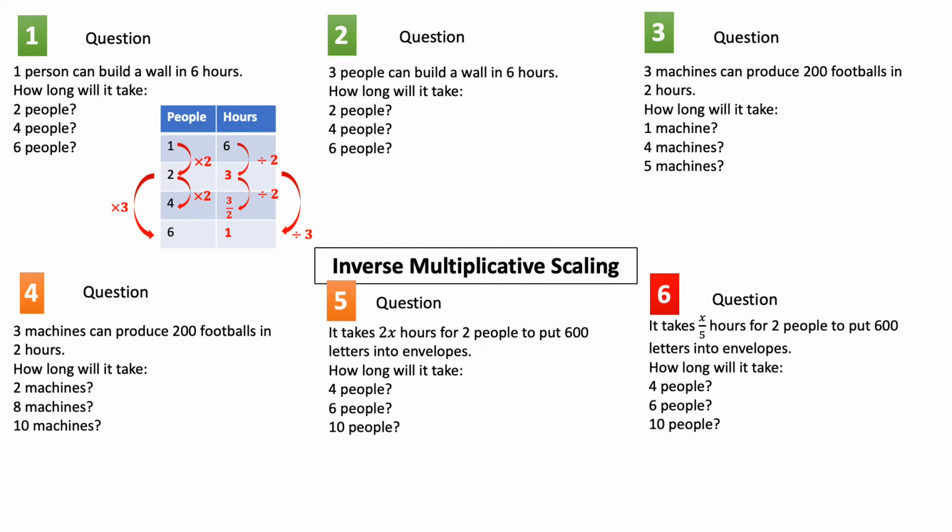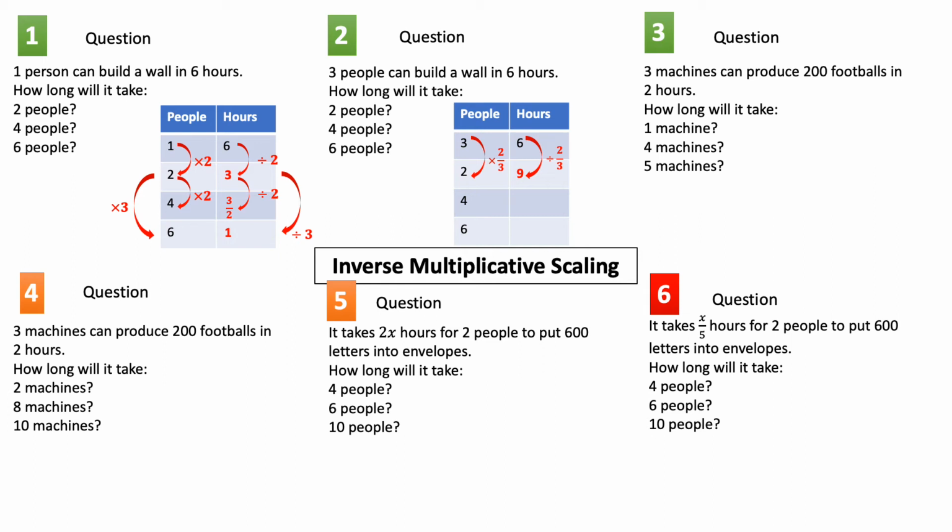On to question 2 then. I have 3 people who can build a wall in 6 hours here. Again, I'm going to set up my table and I'm going to go through these in order. So I've got 3 people taking 6 hours. For 2 people, I need to think about how I get from 3 to 2. Now I have to multiply by 2/3 there. So in order to get how long it takes 2 people, I need to divide by 2/3 there. So 6 divided by 2/3 gives me 9. That makes sense because I've gone from 3 to 2 people, so I would expect it to take longer.